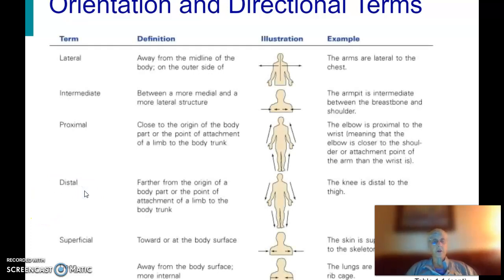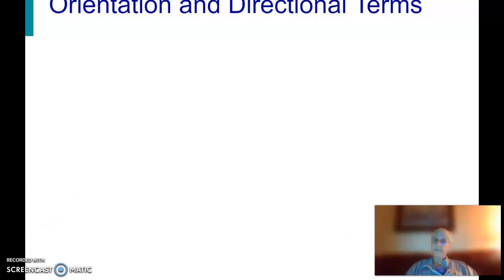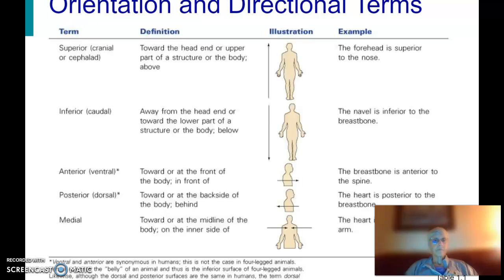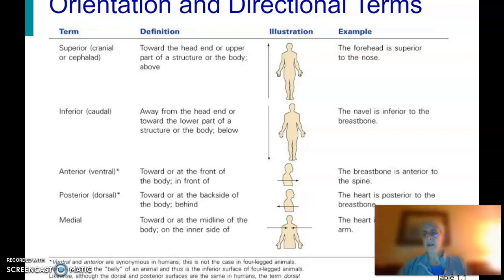The second one has to do with anterior and posterior. Anterior also means ventral, and ventral means belly, so that is towards the front of the body. Posterior is the back, or dorsal, and is towards the back side of the body.